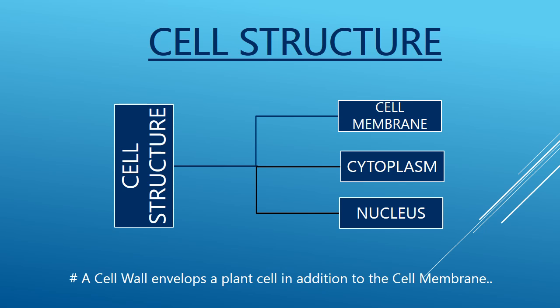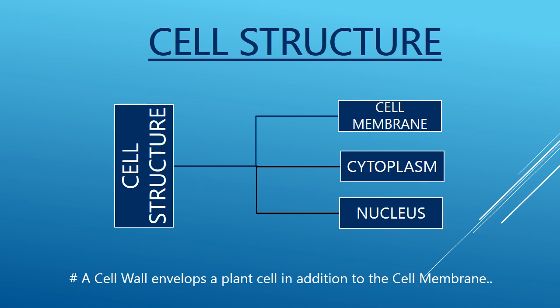Okay, cell structure. So basically, the structure of a cell contains three parts: the cell membrane, the cytoplasm, and the nucleus. The cell membrane is the outermost covering of the cell. Cytoplasm is the jelly-like fluid that is within the cell membrane and outside the nucleus. And what is the nucleus? It is the central part of the cell. It is also known as the brain of the cells, which controls the entire functioning of the cell.